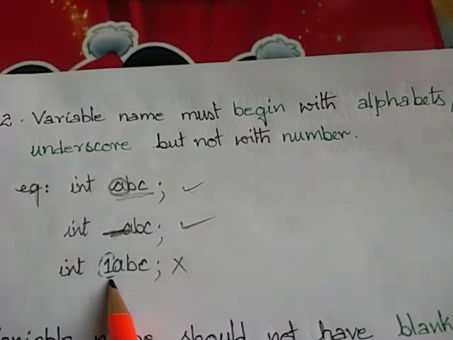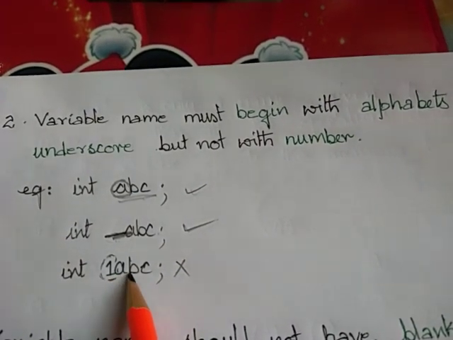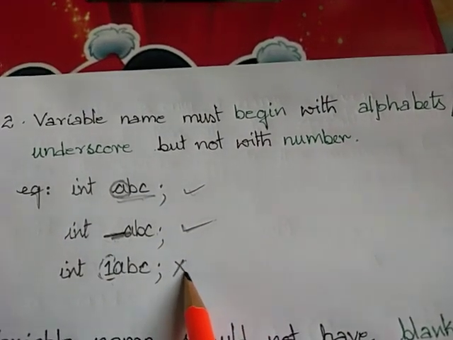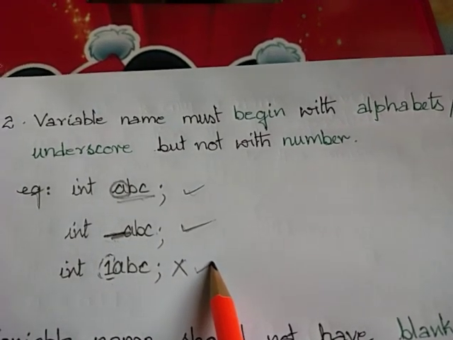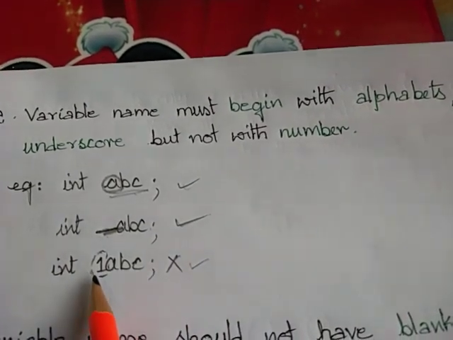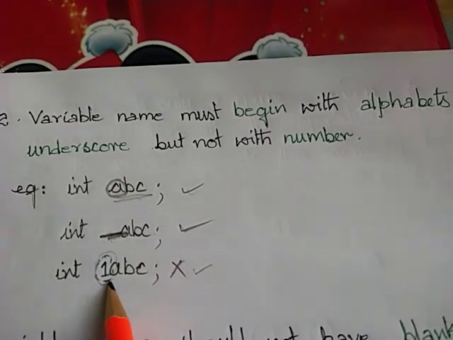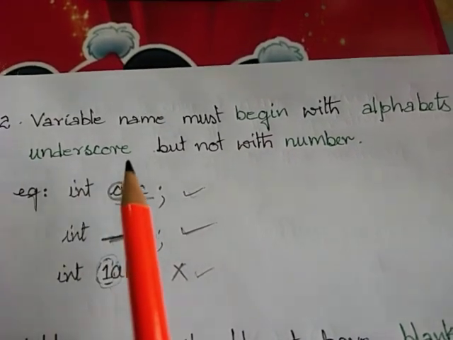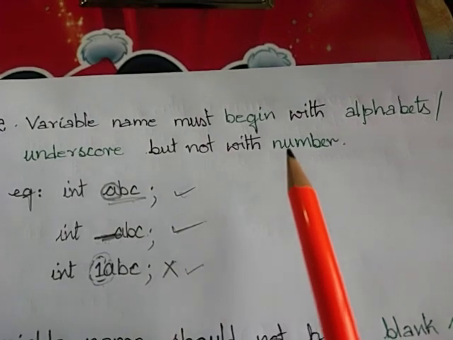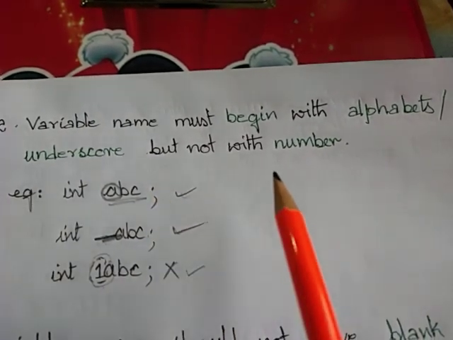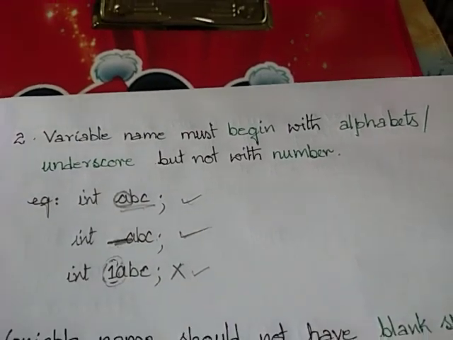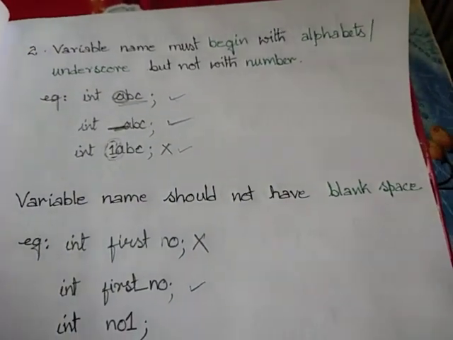But in the next one, I mentioned 1ABC. This is totally wrong. You cannot give this name for your variable. It is illegal, because it starts with a number. The name of the variable must begin only with an alphabet or an underscore, but not with a number. So let's see the third rule.